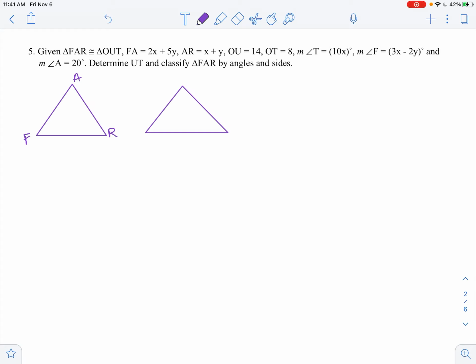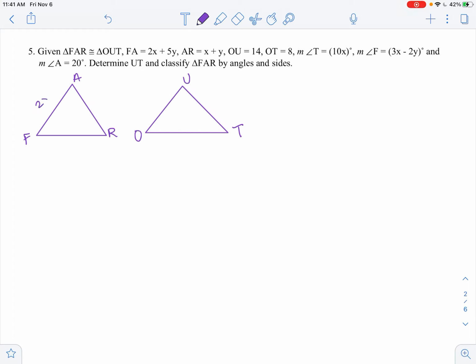And remember, when I'm labeling them, I'm not doing this in a way which is haphazard. I want to make sure that F corresponds to O, A corresponds to U, R corresponds to T. They have to be in the same position so that we can make sure that we know which angles are corresponding and congruent and which sides are corresponding and congruent. So then I am going to go ahead and label this.